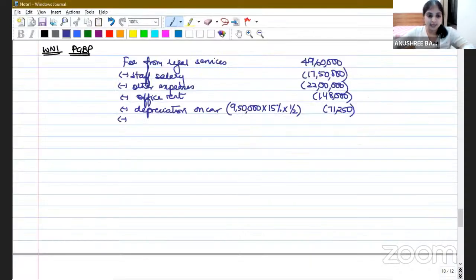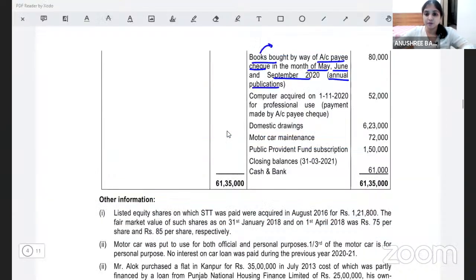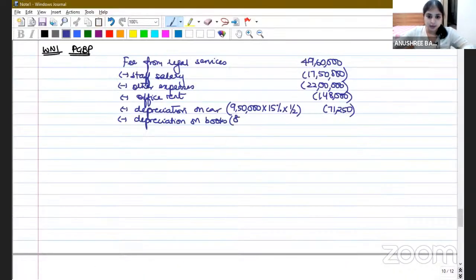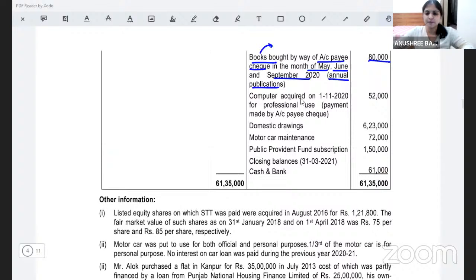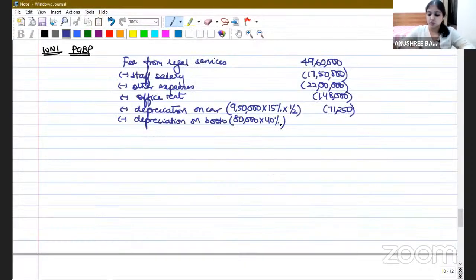So write down less depreciation on books. How much are we investing for books? 80,000. 80,000 into 40%. When did we acquire them? May, June, and September. May, June, September would definitely be more than 180 days. So I will get the full year's depreciation. So 80,000 into 40%, I will get 32,000 depreciation relating to books.